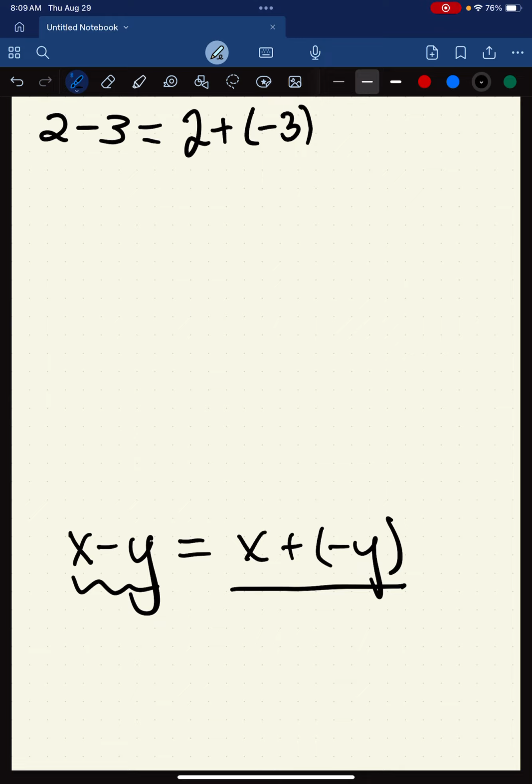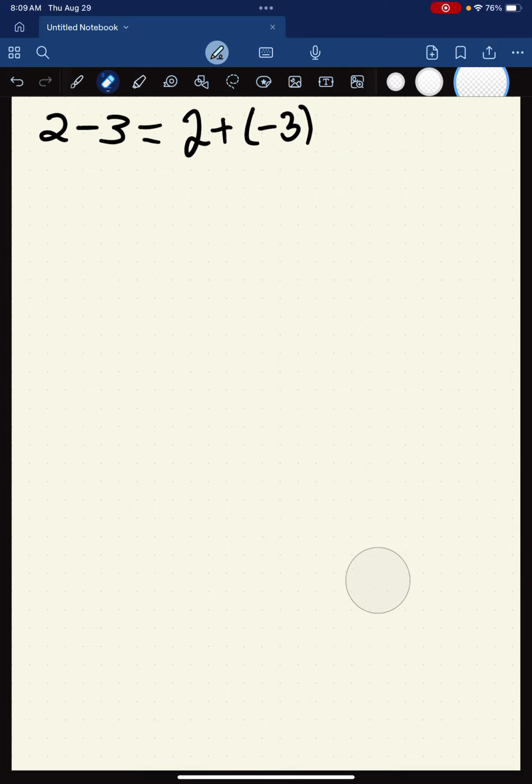You have $5 in your bank account. You take away $3 from your bank account. How much do you have? Okay. So we know that 2 minus 3 is 2 plus negative 3.